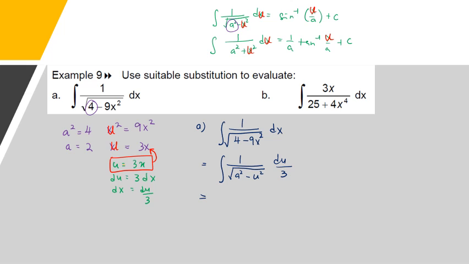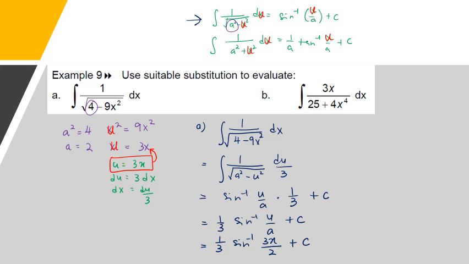Dapat apa kalau integrate 1 over ni? Ni formula pertama ni. Kita akan dapat sin inverse u over a darab dengan 1/3. Okay. So 1/3 buat depan sin inverse u over a. And then substitute the value of u and a. 1 over 3 sin inverse. U is 3x. A is 2. Plus c. Okay. Kita kena plus c. So 1 over 3 sin inverse 3x over 2 plus c. Right? Okay.